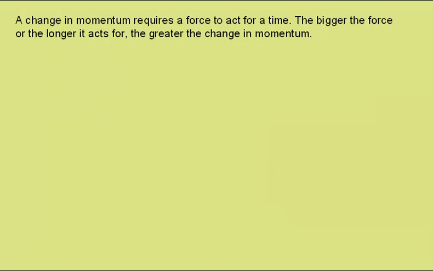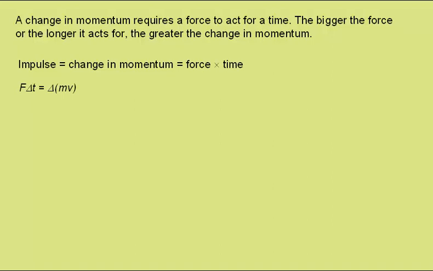A change in momentum requires a force to act for a given time. The bigger the force, or the longer it acts for, the greater the change in momentum. This property is impulse and is equal to change in momentum and also equal to force times time. We can write this as F delta t, force times change in time, is equal to delta mv. Don't forget we can't separate the deltas here, they just mean change in.